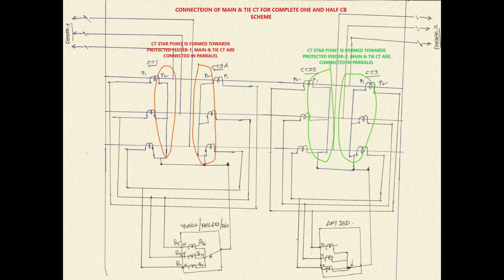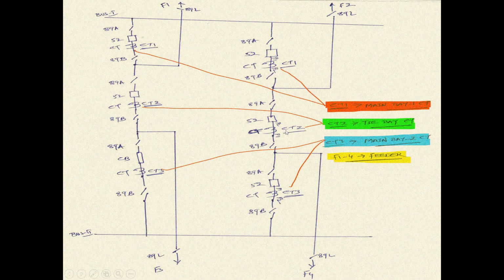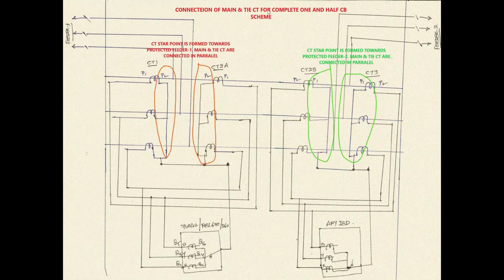Similarly, CT2. Now if you see here, CT2 is a type A CT, and for our particular purpose, one of the cores of CT2 must be used for the protection of feeder 2, and one of the cores of CT2 should be used for the protection of feeder 4. That's why I have shown here CT2A, that means core A or core 1 of CT2, and CT2B, that means core B or core 2 of CT2.